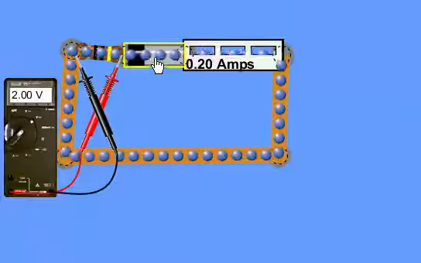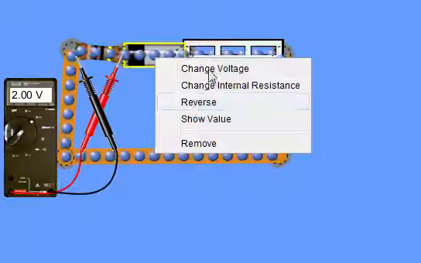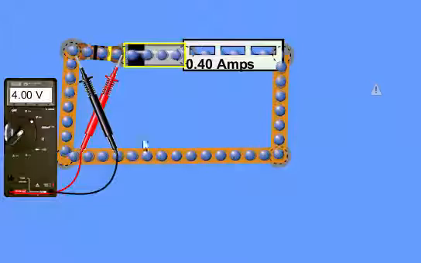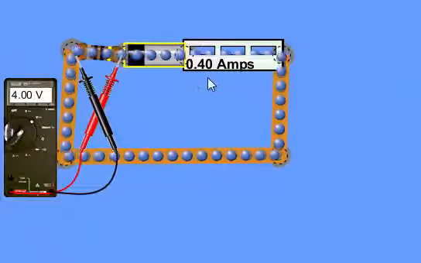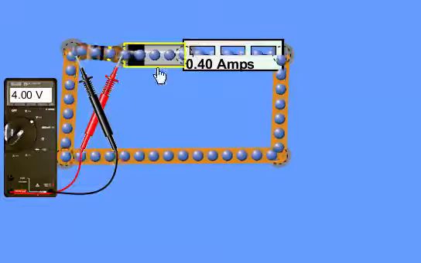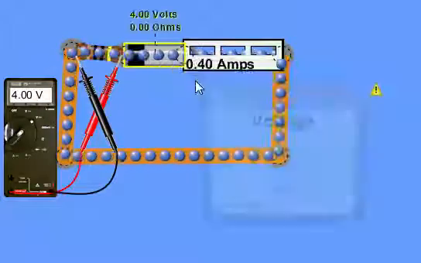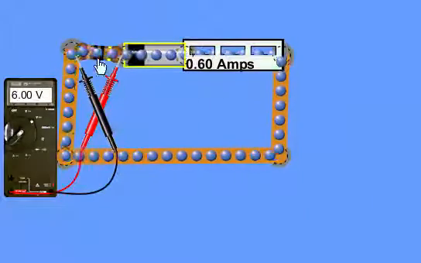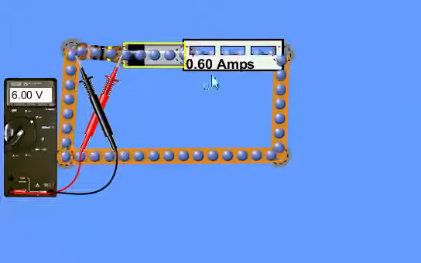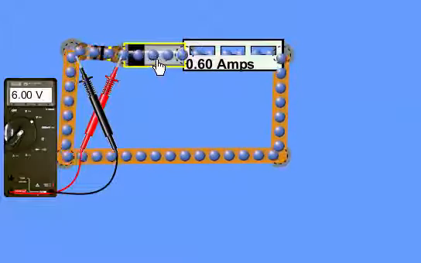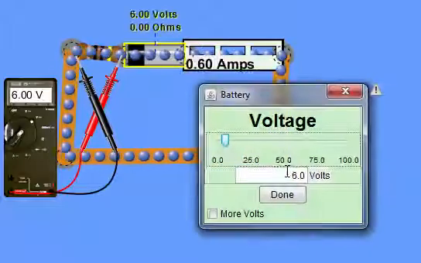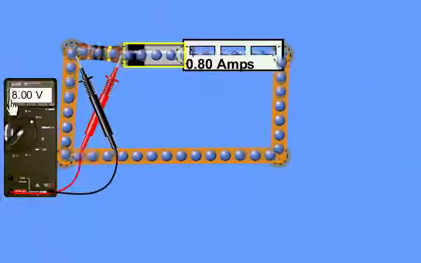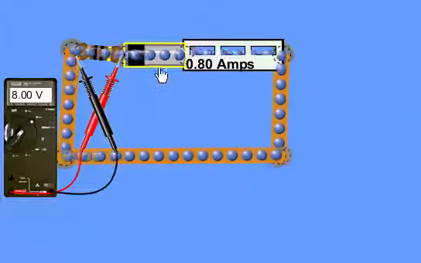I'm now going to change the voltage to 4 volts. Now the voltage is 4 volts and measure the current now. Let's change the voltage to 6 volts. The voltage across the resistor now is 6 volts. Measure the current now. The voltage across the resistor has been changed to 8 volts. Measure the current now.